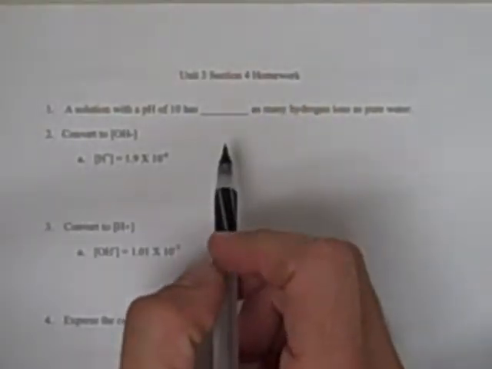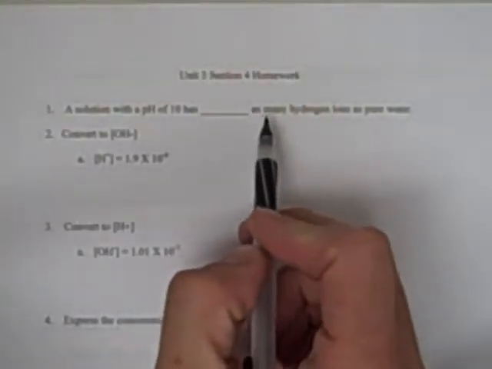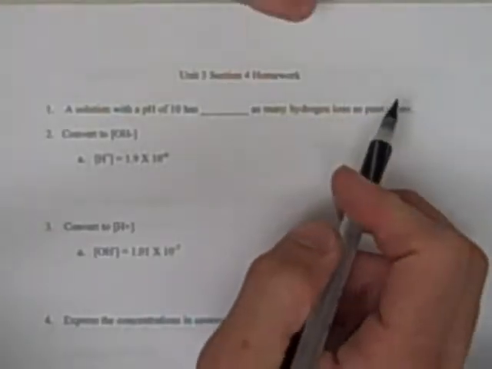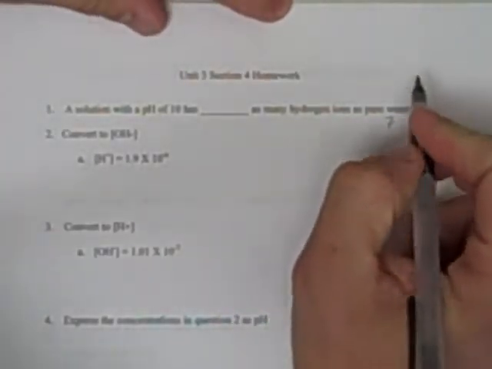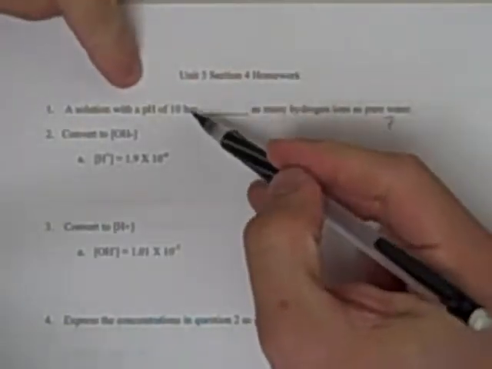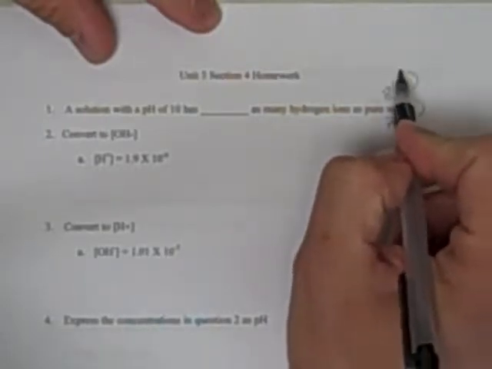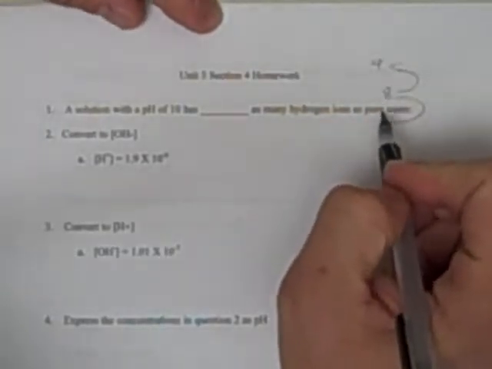So, first question says a solution with a pH of 10 has how many hydrogen ions as pure water? If we're going to assume that the pH of pure water is 7, that means that it is more acidic than a solution with a pH of 10. And remember, the more acidic we are, the more hydrogen ions that we have. So every time I increase a level, like 7 to 8 or 8 to 9, I'm reducing the number of hydrogen ions by a tenth.